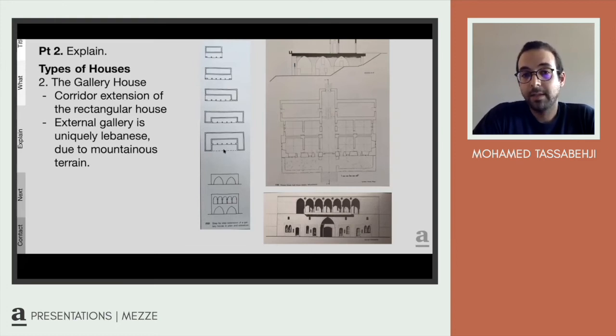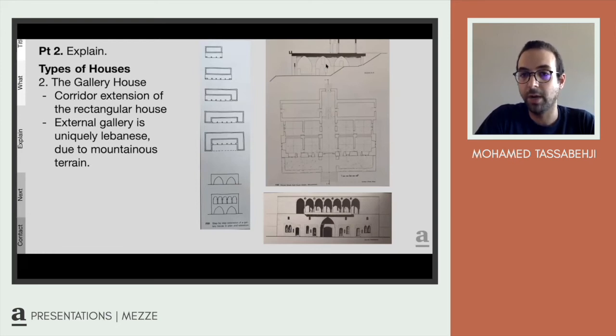The thing that makes the gallery house unique in Lebanon is that because you're on steep mountain terrain, you can put that gallery externally as opposed to internally. If you lived in a city where it was flat and all your neighbors were facing each other, you would not want the gallery facing outside. You'd create a courtyard and put the gallery facing inward so that your neighbors walking past wouldn't peep and look at you. In Lebanon, that's not the case. You can make it outside facing to look at the valley, to look at the sea.